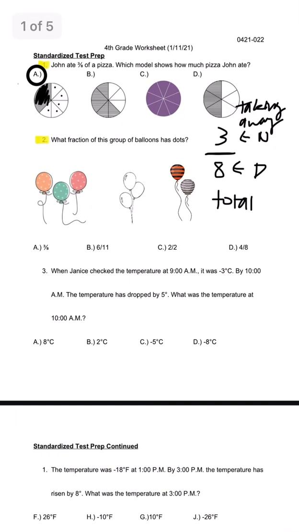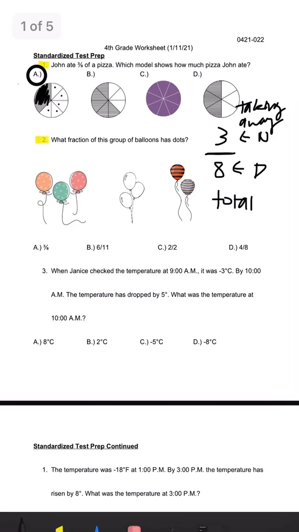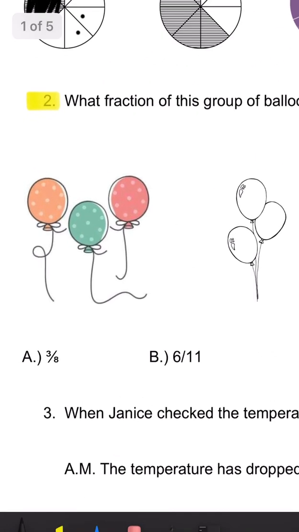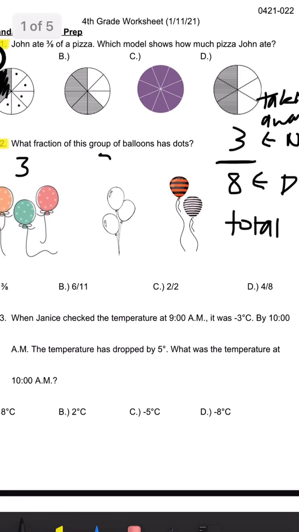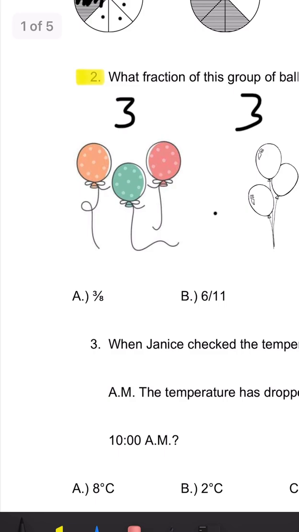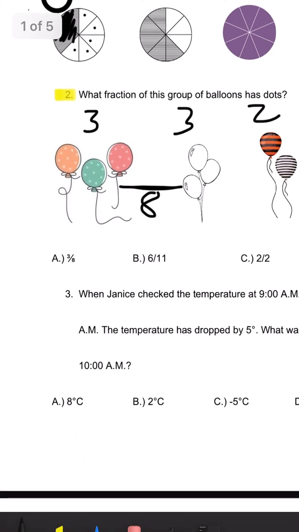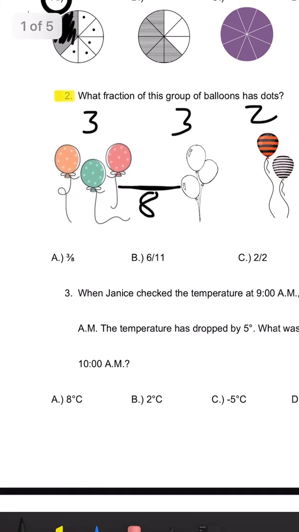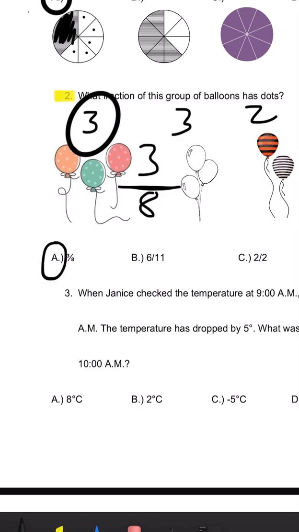Number 2, what fraction of this group of balloons has dots? So we need to get the denominator, which is the total. So we'll add up all the balloons that we have. We have 3 over here, 3 over here, and 2 over here. So we know that is 8 balloons total, so we'll write 8 for our denominator. And it's asking for what group has dots, and we wrote 3 here for dots. So our fraction is 3 over 8, which is also A.